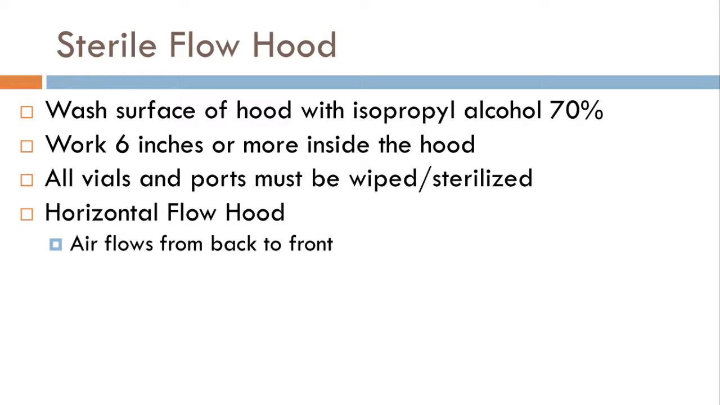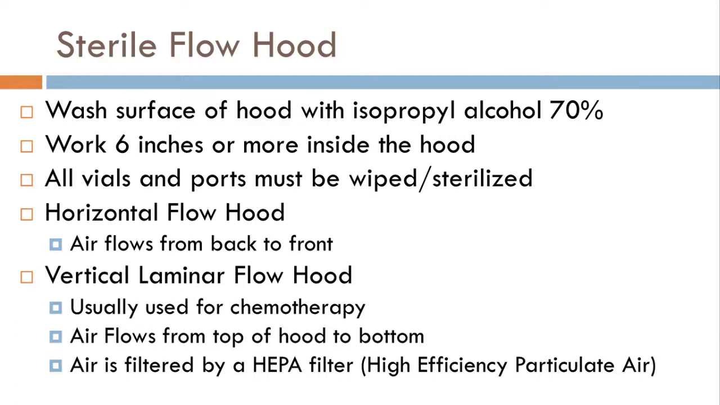A horizontal flow hood: the air flows from the back to the front. Your HEPA filter is in the back and the air flows to the front. A vertical laminar flow hood is usually used in chemotherapy, and that's where the air flows from the top down to the bottom. The air is filtered by a HEPA filter in both of these, and I just want you to know what HEPA stands for: high efficiency particulate air. So it's filtering out all those particles. I mentioned a cardboard box. If you've ever seen the sunlight shine through a window, you can see all that dust and particles in the air. These hoods keep that from getting on your preparations.